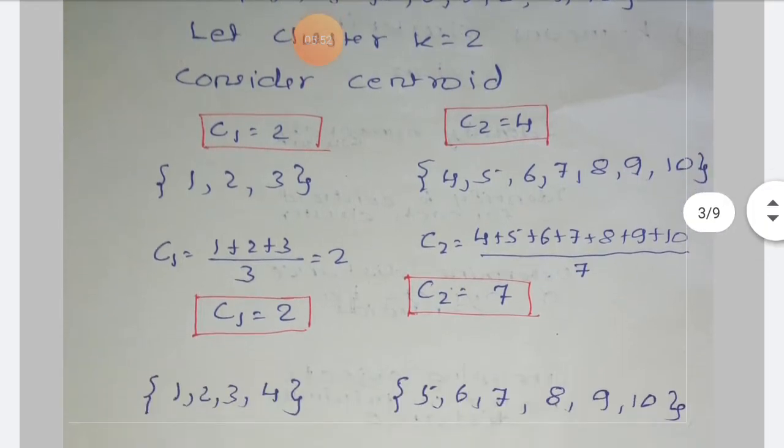Then 2 is more near to 2. That's why again it comes in cluster 1. Then 3 and 4. In this way I am getting 1, 2, 3, 4 in cluster 1 and 5, 6, 7, 8, 9, 10 in cluster 2.